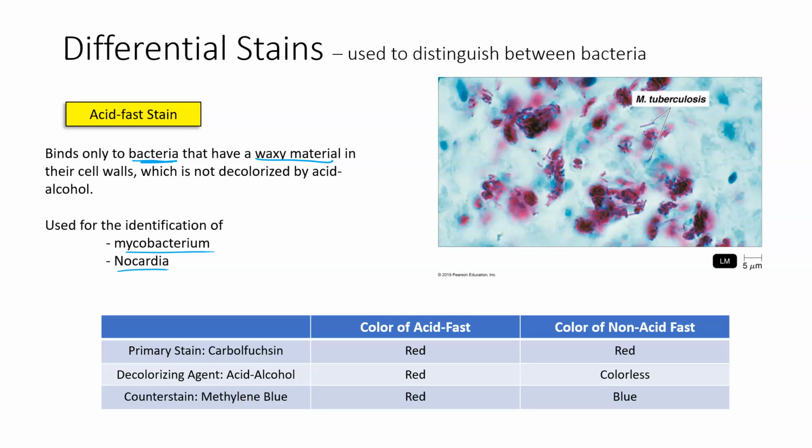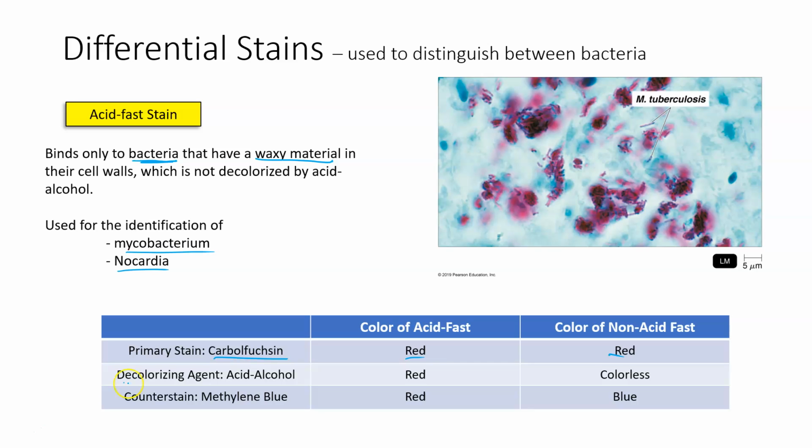And the way that we do this technique is we use a primary stain called carbolfuchsin. It causes all bacteria to turn red. Notice that we have not differentiated at this step. Just like in our first step of the gram stain, the crystal violet turned all bacteria purple. That step alone did not differentiate. This is the same way. We primarily stain our bacteria with carbolfuchsin that turns all bacteria in our sample red.